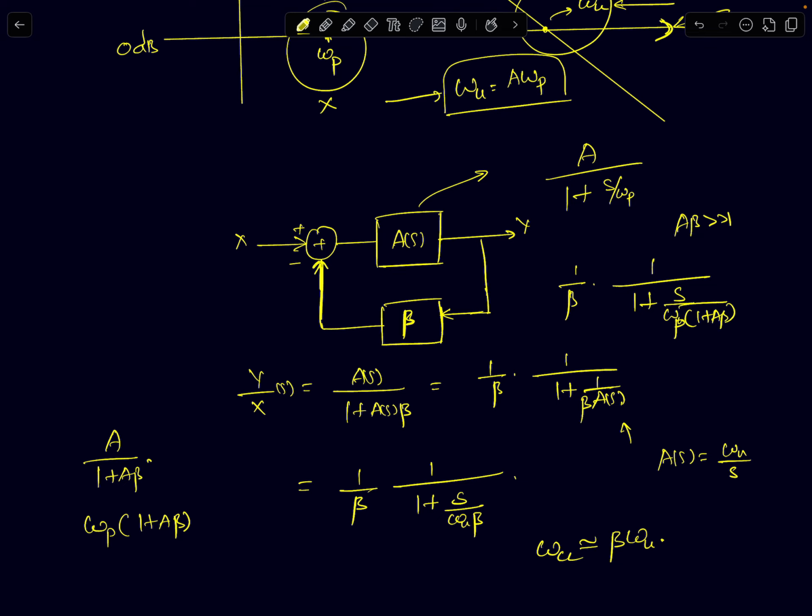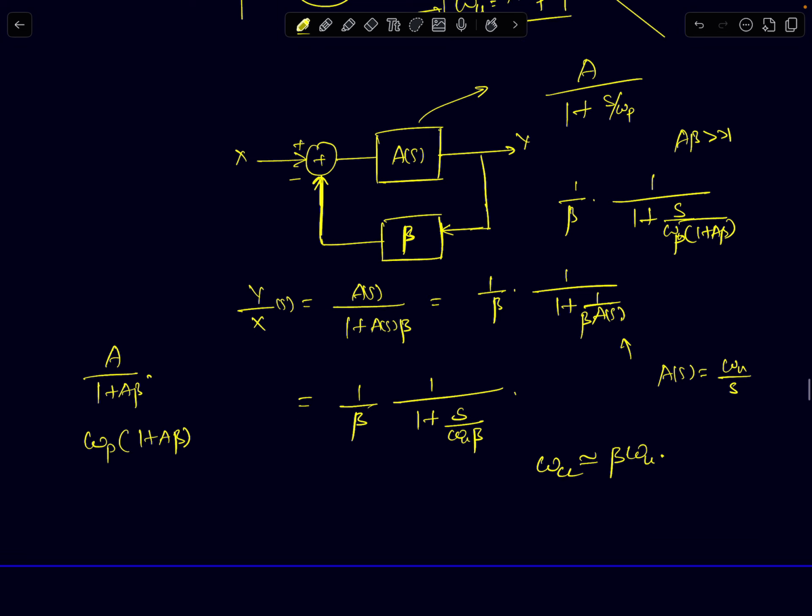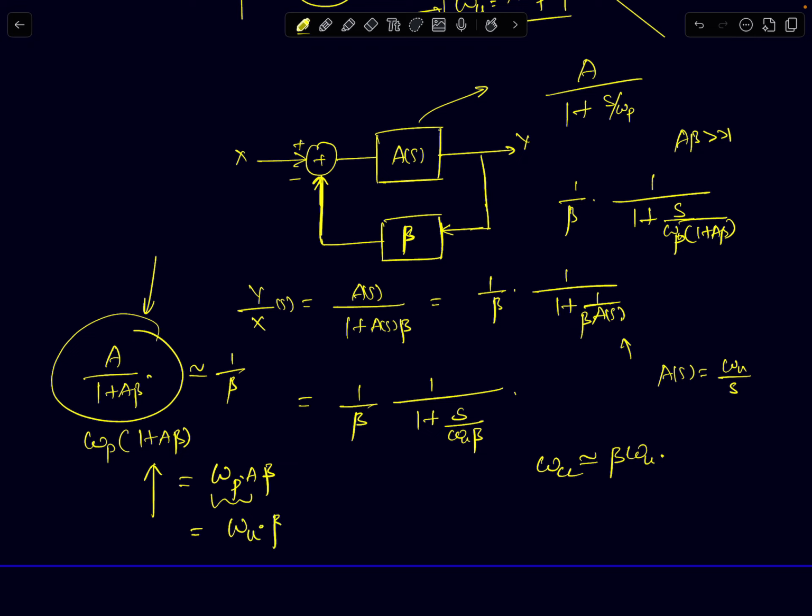If you can recall, the DC gain gets reduced by a factor of 1 plus A beta, and the pole increases by a factor of 1 plus A beta. So I can approximate the DC gain to be 1 by beta, and, assuming A beta is much greater than 1, the pole is approximated to omega p times A beta. And omega p times A is called omega u, that's your UGB, times beta.